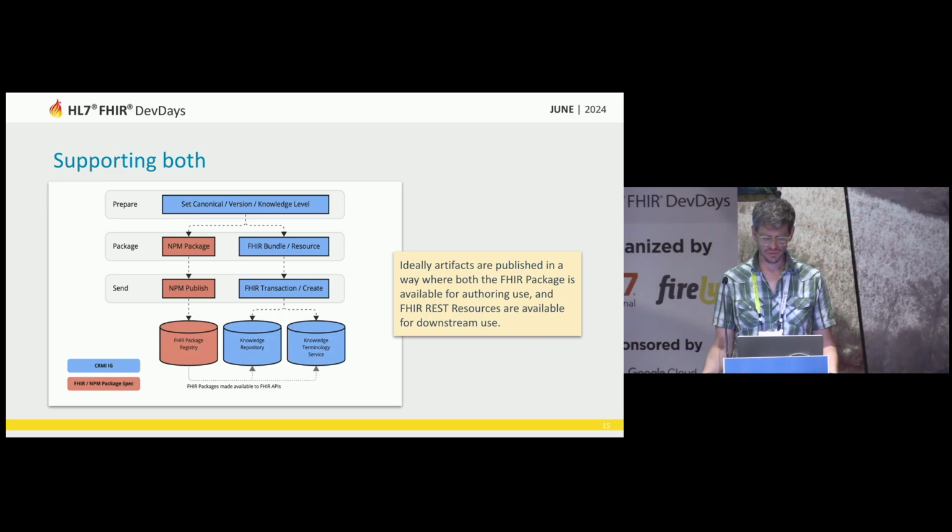And so the way that some groups that I work with do this is we support both. You can publish content as a FHIR package, which is loosely based on the NPM specification. Behind the scenes, we open up that package and put all those resources on a FHIR server so that downstream consumers that want to use the FHIR API to access their resources can. And especially a lot of the authoring tooling prefers using the FHIR packages, so they can. We try to make both available.